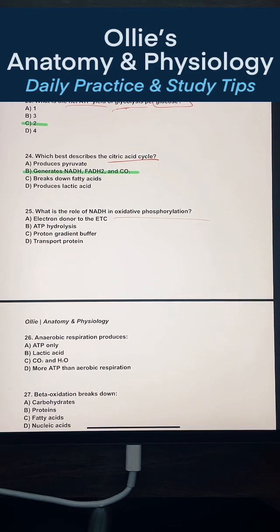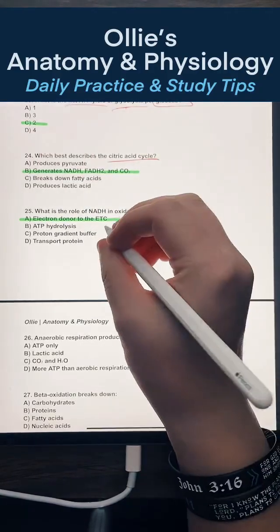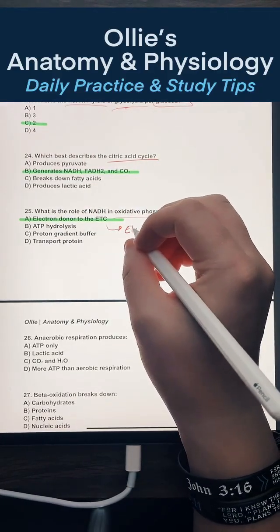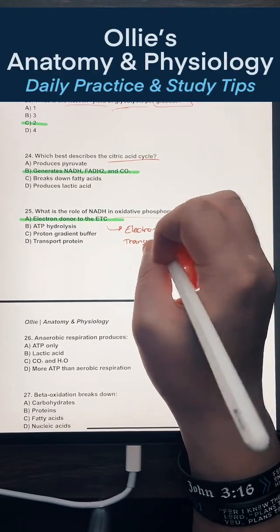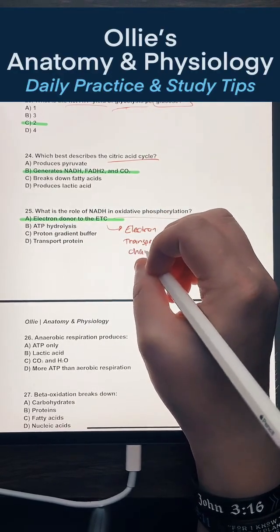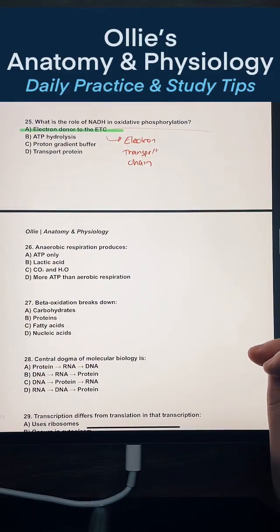Number 25, what is the role of NADH in oxidative phosphorylation? The role is A. It is an electron donor to the ETC. The ETC is our electron transport chain. Number 26, anaerobic respiration is going to produce what?